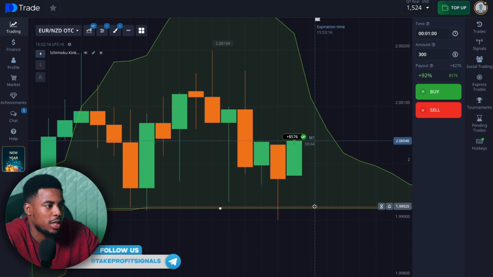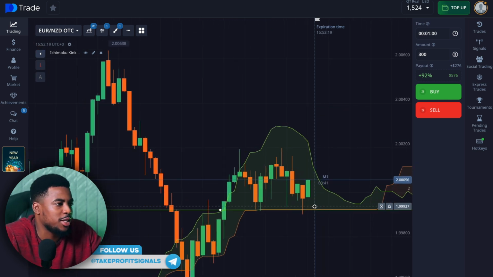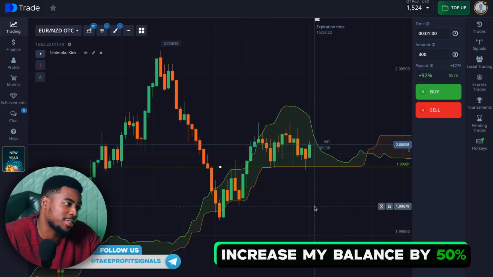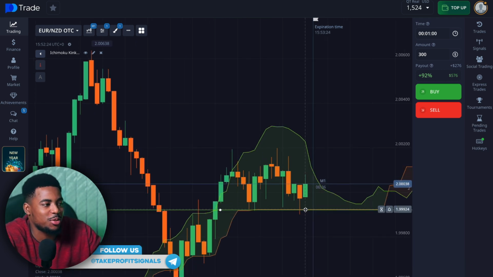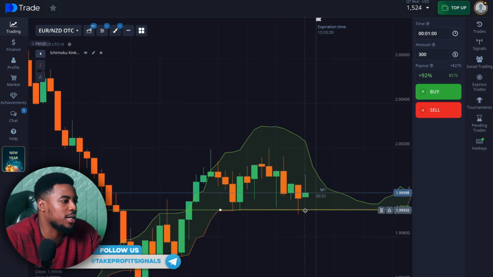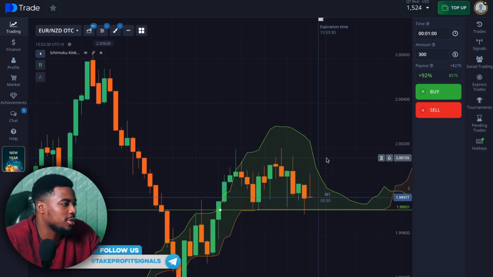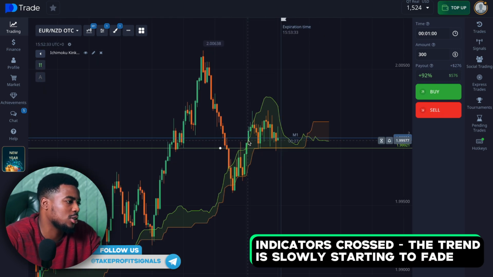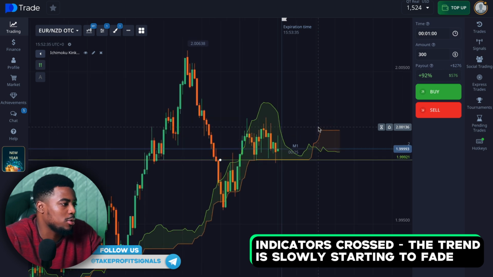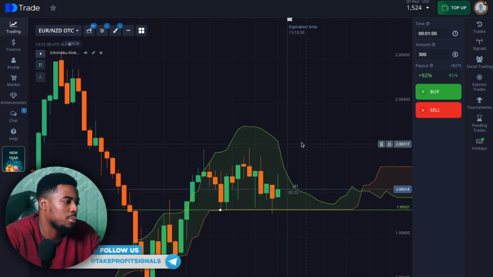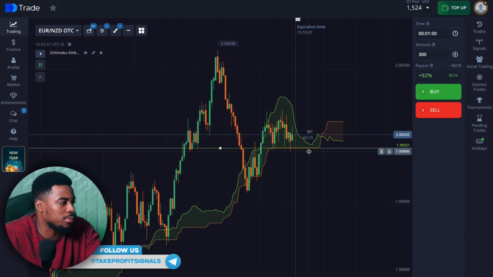So just 1 series of trades, I have already managed to increase my balance by 50%, and all because an additional trade was placed right at the base of this lower boundary. Now, as we can see, the trend is slowly starting to fade because the indicators crossed here. But this is no reason to stop trading.